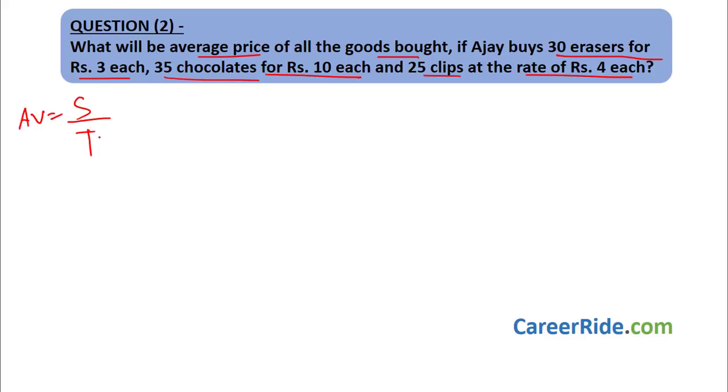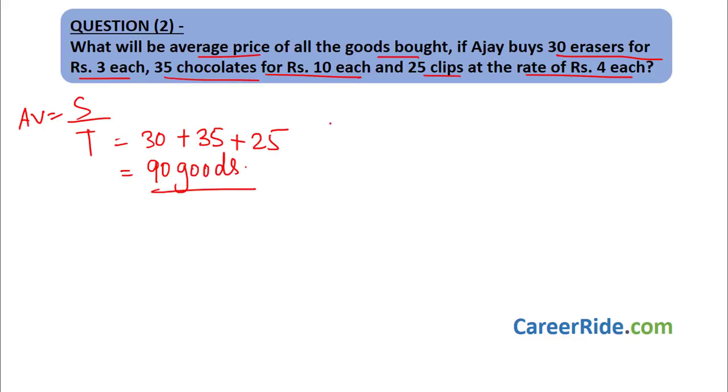Now what is total number of observations? Total number is nothing but the amount of goods bought. What did he buy? He bought 30 erasers plus 35 chocolates plus 25 clips. So what is the total? 65 plus 25, that is 90 articles, 90 goods were bought by him.